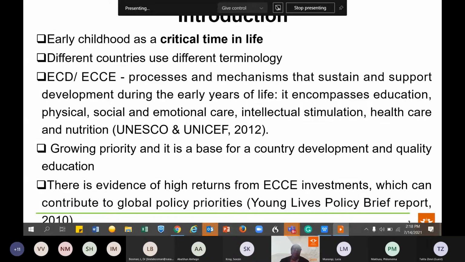This period, the ECD or ECC, is a process and mechanism that sustains and supports the development of the child during the early child years. It encompasses the education of the child, the physical development, the social development, the emotional development and care, intellectual stimulation, health care, and nutrition. These are the key issues that have been put down by UNESCO and UNICEF in their international view of how it should be done in early childhood education. At this stage, there is a growing priority.